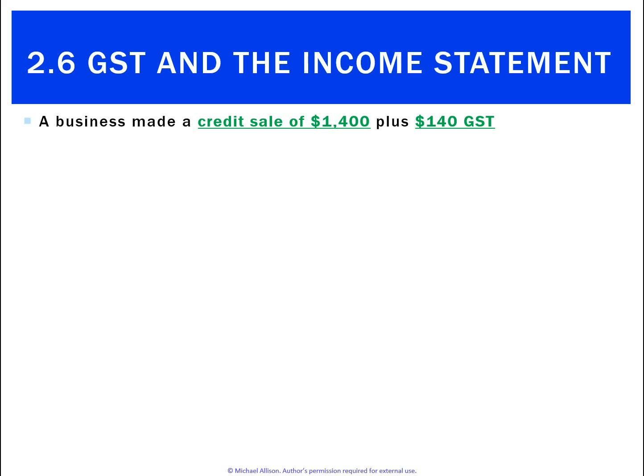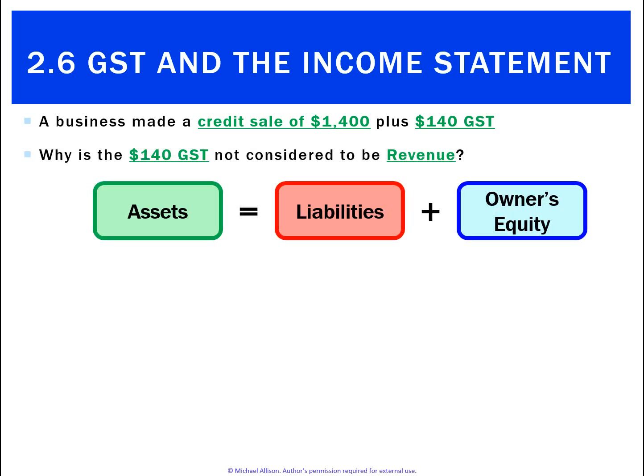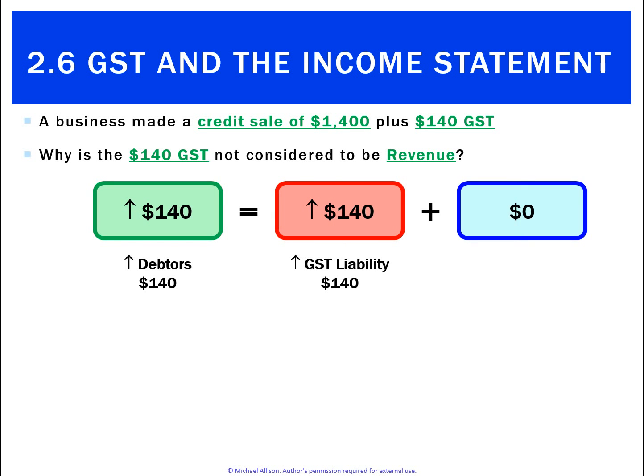Looking at a similar transaction, although this time it's a credit sale of $1,400 plus GST, why is the $140 charged to customers not considered to be revenue? This time the asset that's going to go up is debtors. However, the impact on liabilities will be the same. That GST we've charged the debtor won't belong to the firm, so it will increase our GST liability to the government. From the accounting equation perspective, my assets and my liabilities go up 140, and owner's equity, there's no impact.